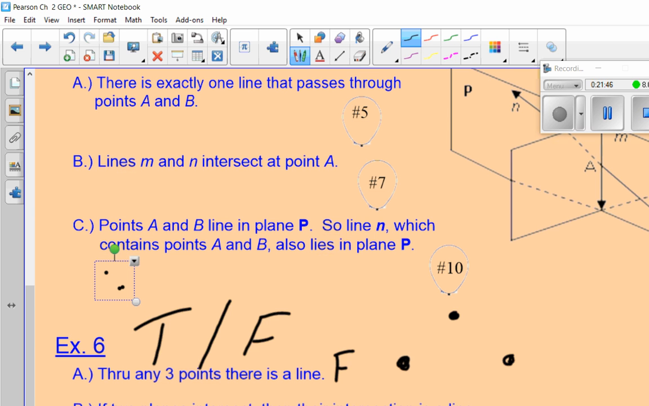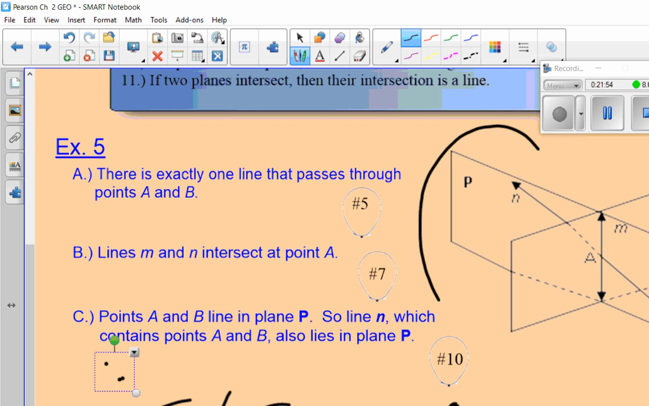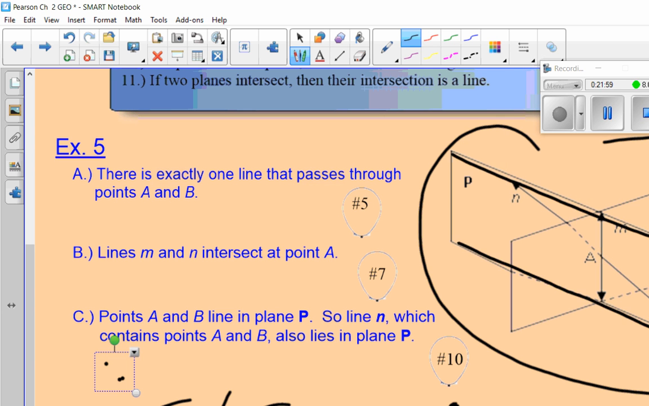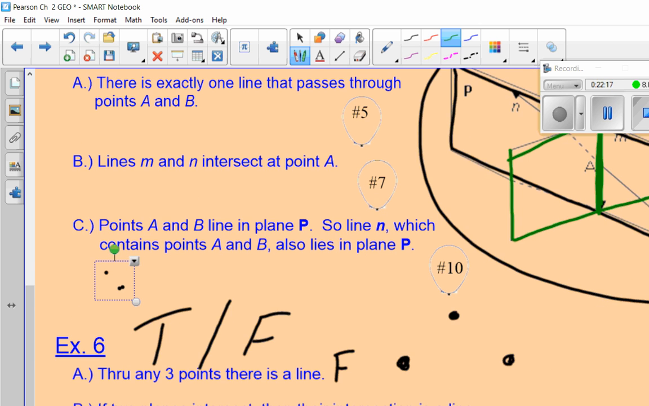If 2 planes intersect, then their intersection is a line. Now that one's pretty tough to draw, but use this example that we got up here. Here's a plane P, and then here's a plane Q, and they are intersecting on that line. So think of the 2 planes as pieces of paper, and I intersect them. What's the intersection going to be? It's going to be a line. So that's true, and I'll give you a clue. That's a test question right there, and something that comes up a lot.